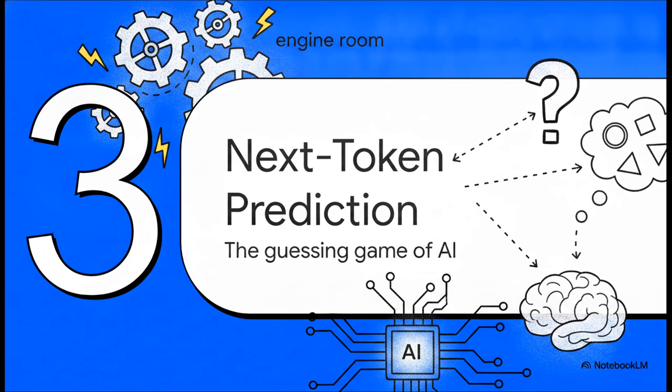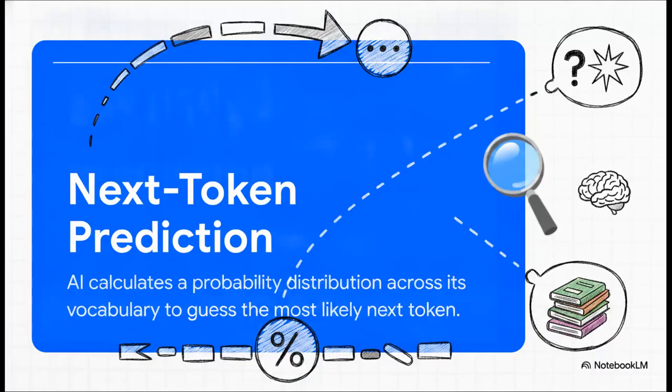Which brings us nicely to stage 3, the next token prediction engine. This is the guessing game at the absolute heart of AI. If you take absolutely nothing else away from this explainer today, remember this. The AI is not retrieving a pre-written paragraph from some hidden database. It's just playing autocomplete on steroids. It looks at the context of your prompt, mathematically ranks every single possible word in its vocabulary that could logically come next, and assigns a probability score to each and every one.